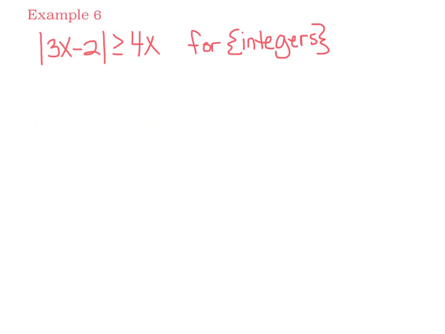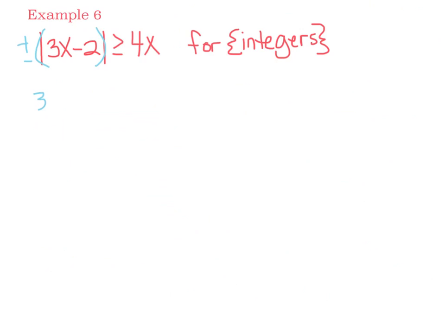And our last example is going to be the absolute value of 3x minus 2 is greater than or equal to 4x. And this is for integers. So we have two things we're going to cover here. We're going to cover what to do with an absolute value, and we're going to cover what to do when it's integers, which I think we already talked about. All right, so like I said before, you turn your bars into plus or minus parentheses, and then you solve it twice.